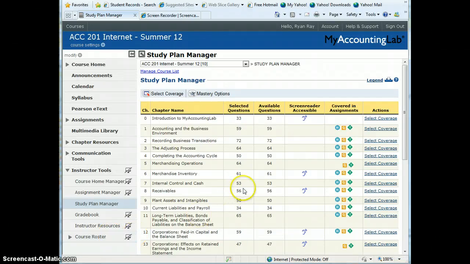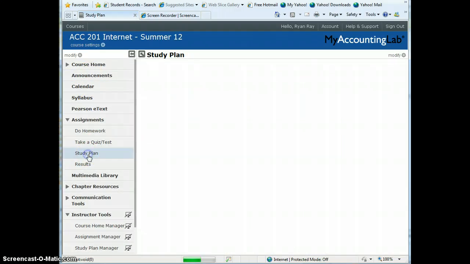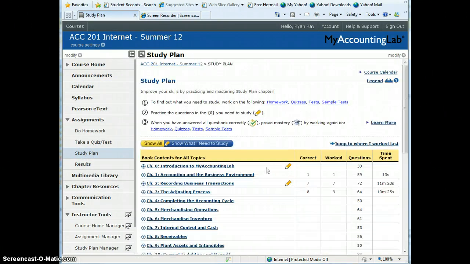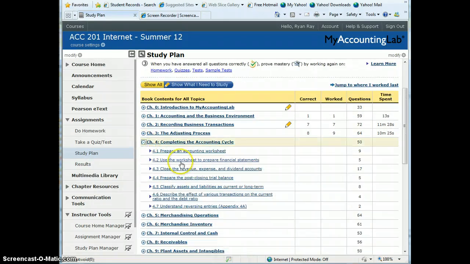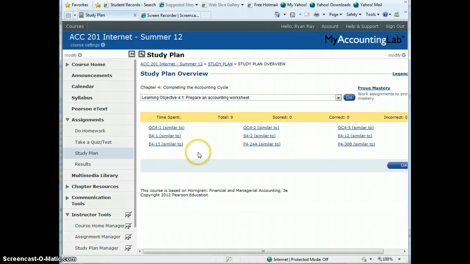Let's take a look at Chapter 4 now. Go into the assignments and the study plan. And so we'll break out Chapter 4 for a minute. Prepare an accounting worksheet. Alright, so let's look at Section 1 for just a minute.